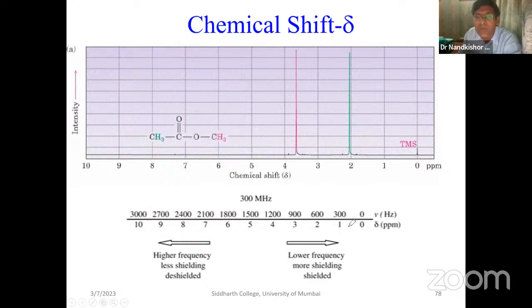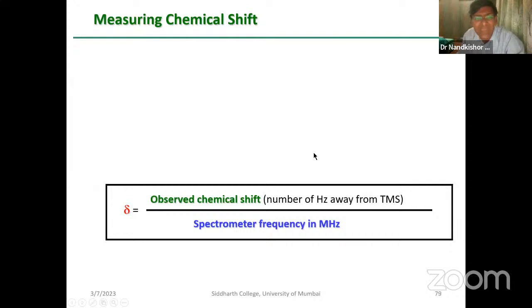So it has been converted into the delta, which is a simple ratio: delta is nothing but the ratio of the peak observed in hertz to the instrumental frequency in megahertz, multiplied by 10 to the power 6. So this is a simple unit. I will just show you in a minute. Now, what is chemical shift?